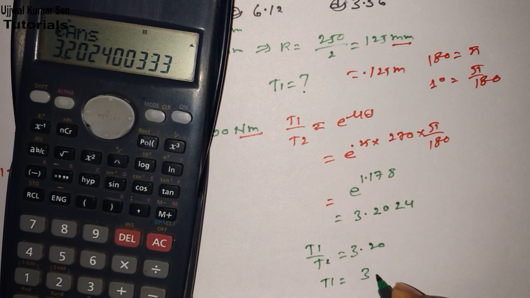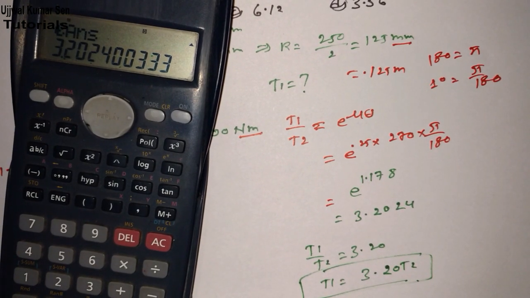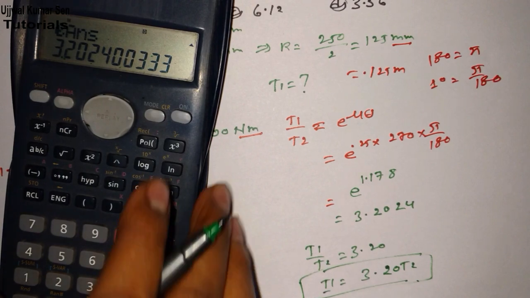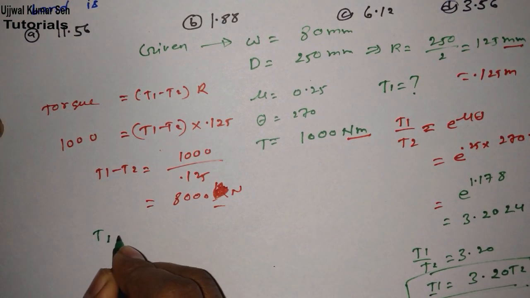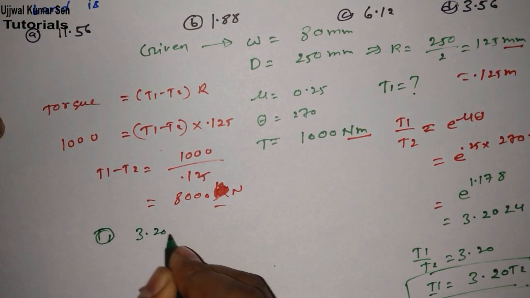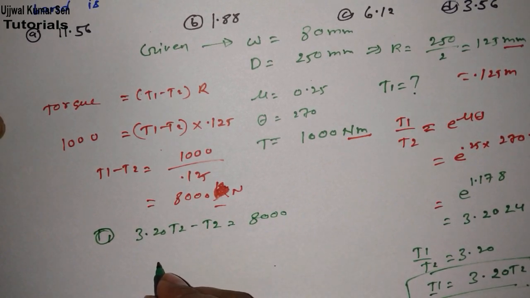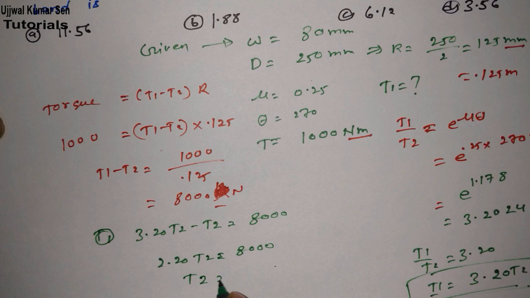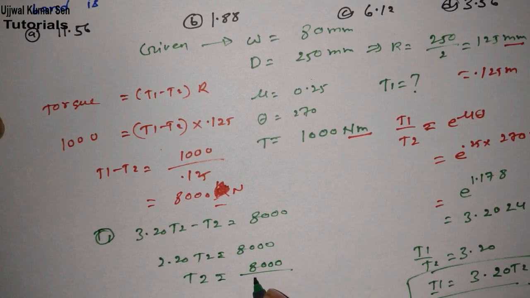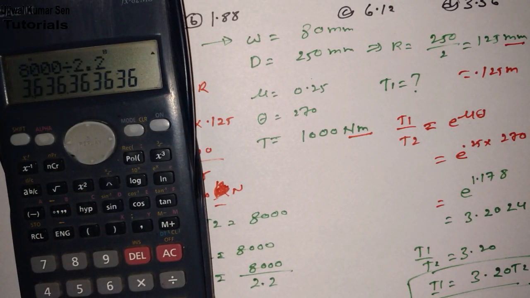Therefore T1 is equal to, we can write, 3.20 T2. So we got this value from here. What we have to find out is T1. Now let's put this value here. So T1 is equal to this, so we'll put this value here, 3.20 T2 minus T2 is equal to 8000. Therefore 2.20 T2 is equal to 8000. Therefore T2 is equal to 8000 divided by 2.2.